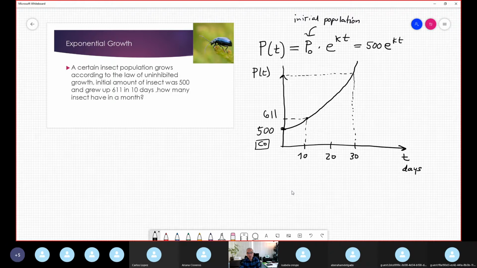Condition 0 gives me the information. This coefficient is 500. Condition 1 is the condition given extra, which allows me to compute the K value. So it's not clear what the K is.